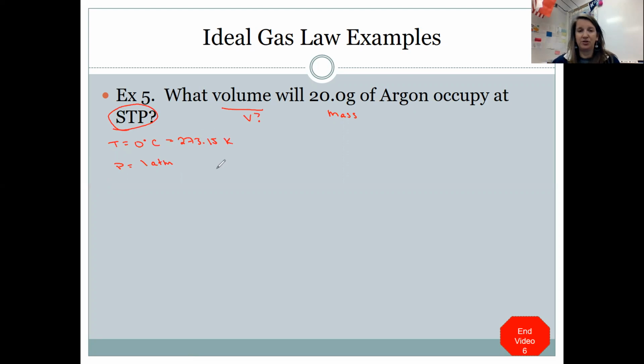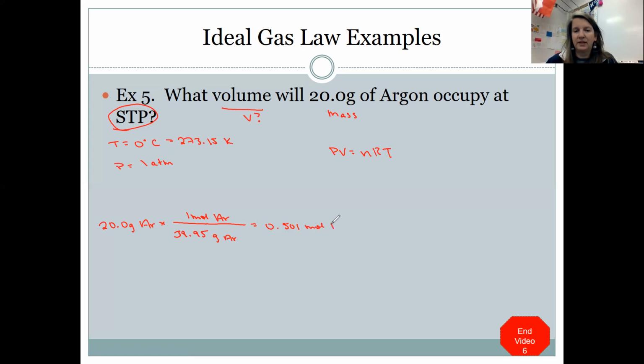So it gives us a temperature and a pressure. We're trying to find the volume. So we're going to be using PV equals nRT because nothing is changing. We're going to have to convert our grams of argon, though, into moles of argon by using the molar mass of argon. I dropped my periodic table, but I think it's 39.95. Yeah. 39.95 grams of argon. It's going to be close to 0.5. Actually, it's 0.501 if you want to get technical.